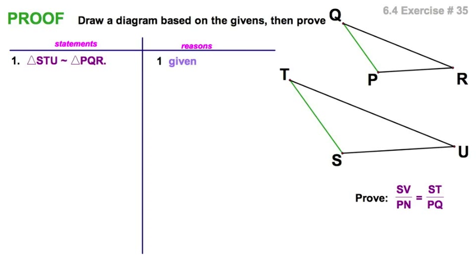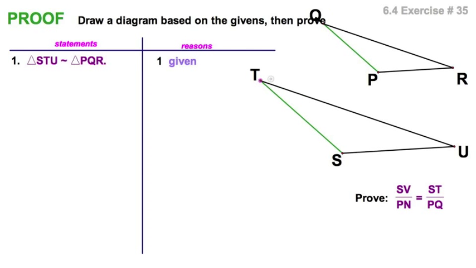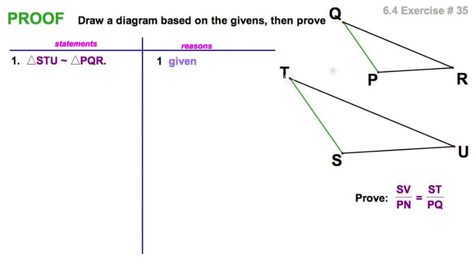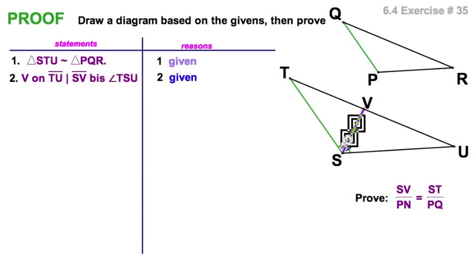Now, part of your job was to come up with a picture. So I got the first part for you right there. Two similar triangles. That's pretty easy. So just draw them oriented in the same direction. But the next two givens, read them carefully. V is on TU such that SV is bisecting this angle at S.